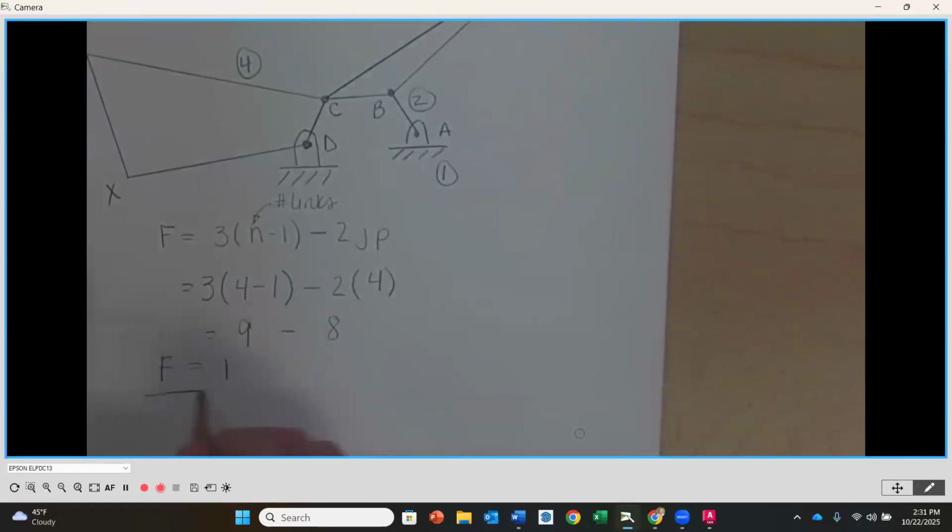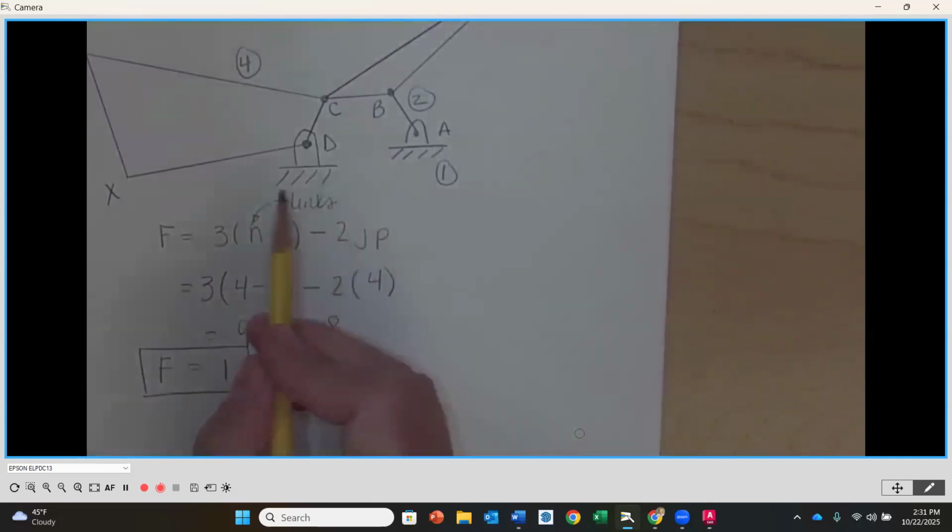F is going to be equal to 1, and you're going to put a box around your final answer. F is equal to 1. So the degrees of freedom is 1, which is what I'm expecting, right? I move the handle. That's all I need to do to make this clamp. That's one thing that I need to do. So this is considered constrained, which is good. Degree of freedom of 1.